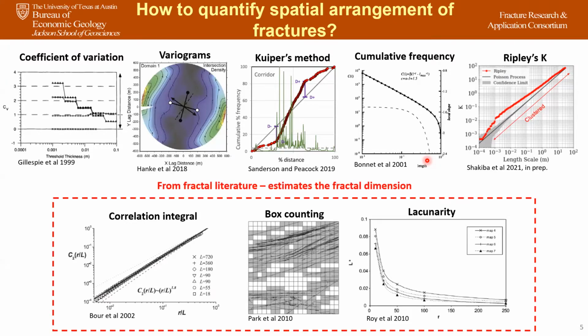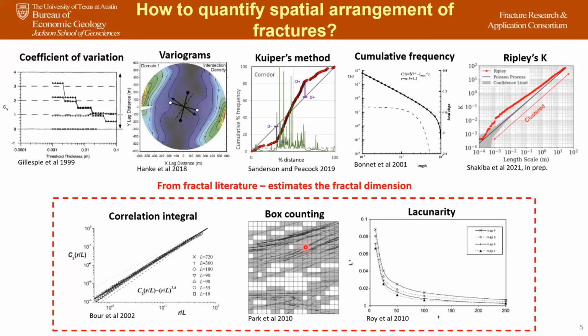They all derive from the physics and the fractal literature. And these are the correlation integral, the box counting method, and the lacunarity method. They are able to estimate the fractal dimension of a fracture arrangement. And the box counting does that by counting the number of boxes that have fractures in them with varying sizes.